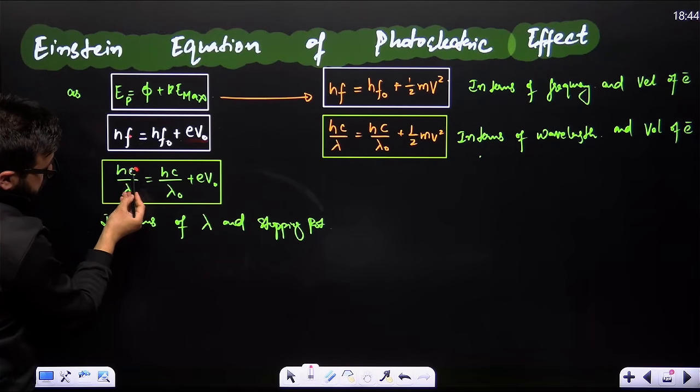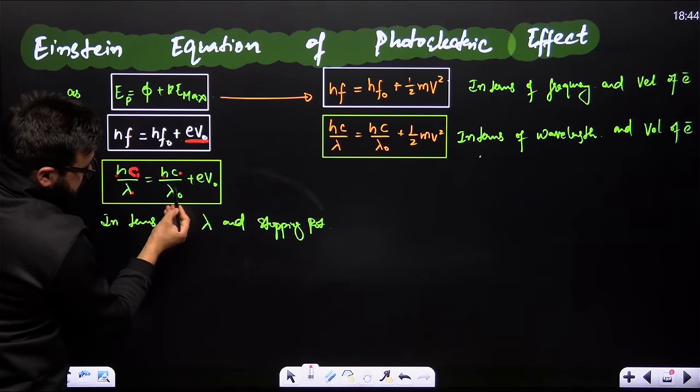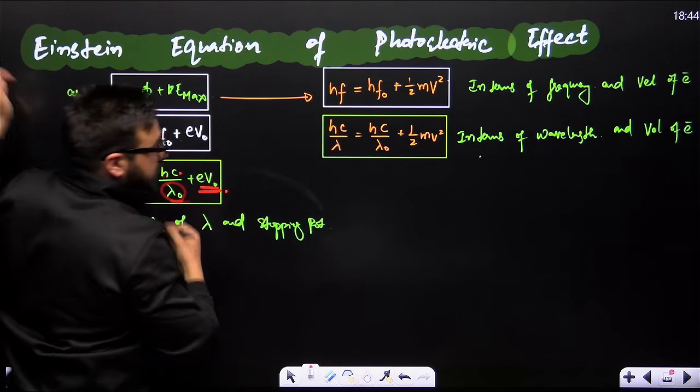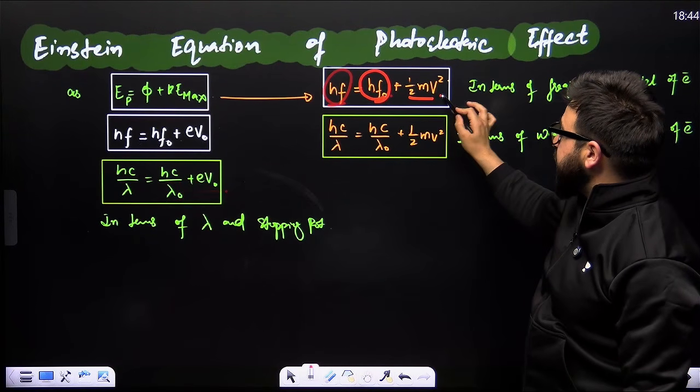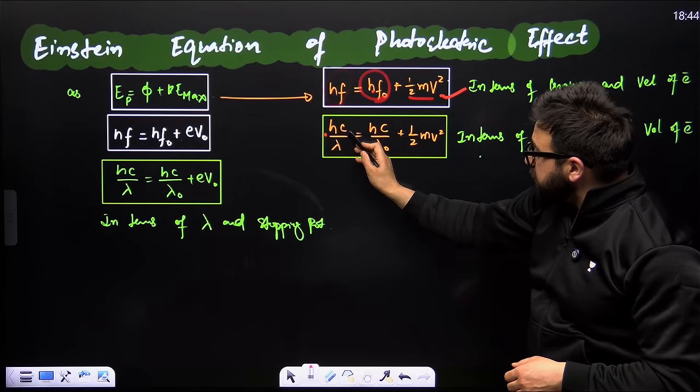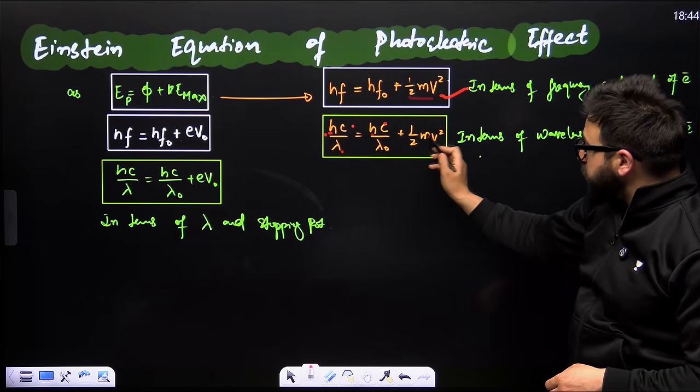You can write f is equal to c divided by lambda also. So hc divided by lambda is equal to hc divided by lambda naught, where lambda naught is the threshold wavelength, plus eV naught. You can write it like this also: the energy of the photon is h into f, and the work function is h into f naught, plus 1 by 2 mv square. And, my dear NEET aspirants, you can write it like this also: hc by lambda is equal to hc by lambda naught plus 1 by 2 mv square.